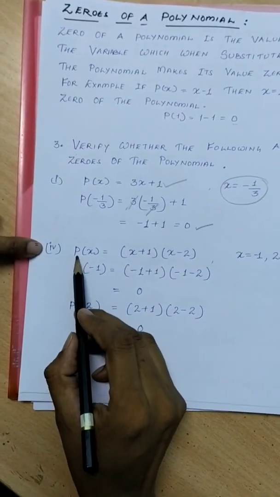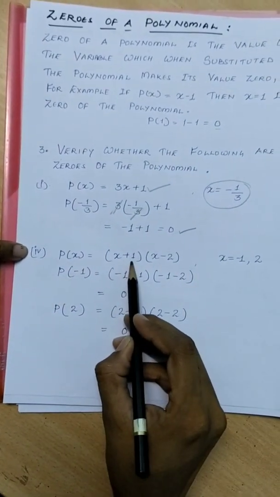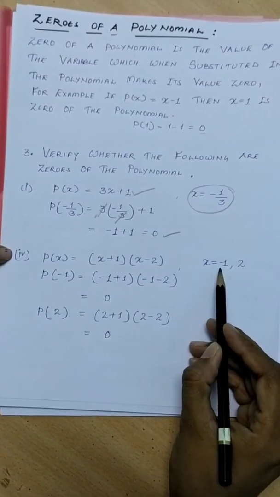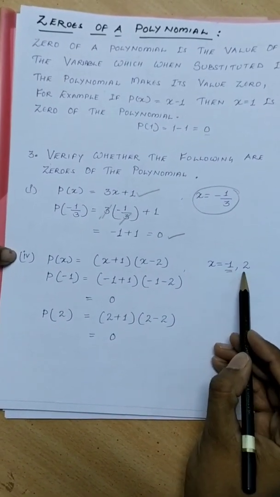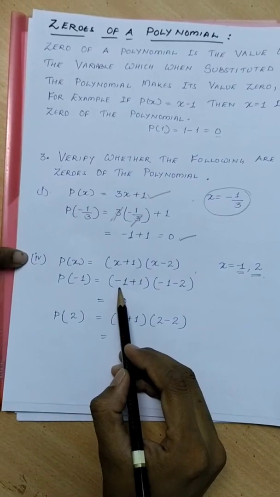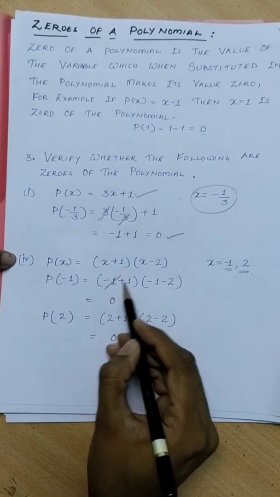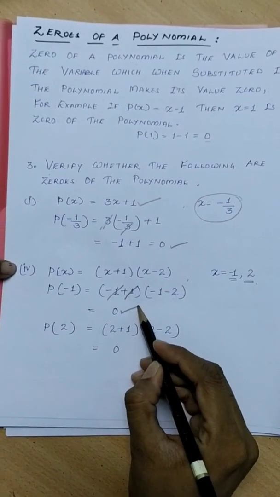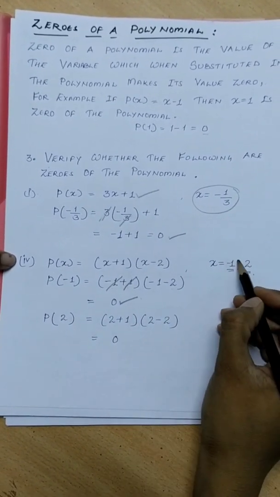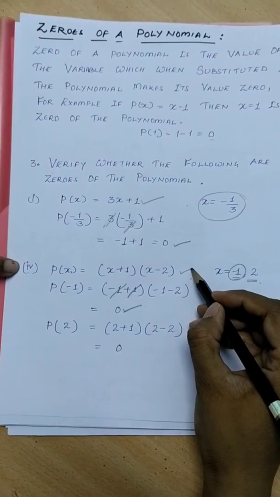Next one is the polynomial of x, which is x plus 1 and x minus 2. We have to check both the values here, minus 1 and 2. When you put minus 1 here, so minus 1 plus 1 and minus 1 minus 2, you can cancel this minus 1 and plus 1. It will become 0. It means minus 1 is a 0 of this polynomial.